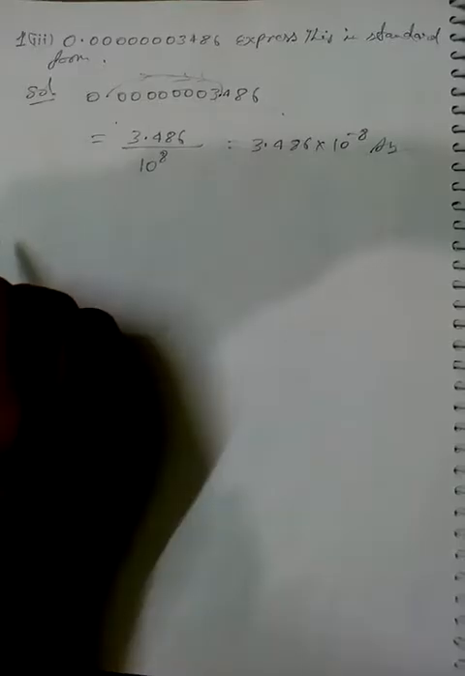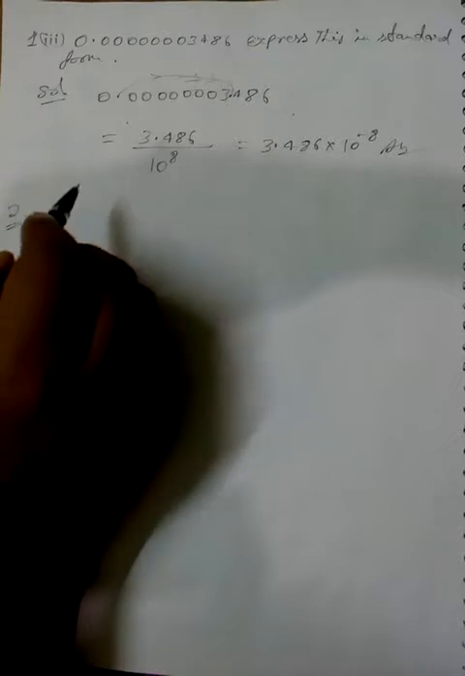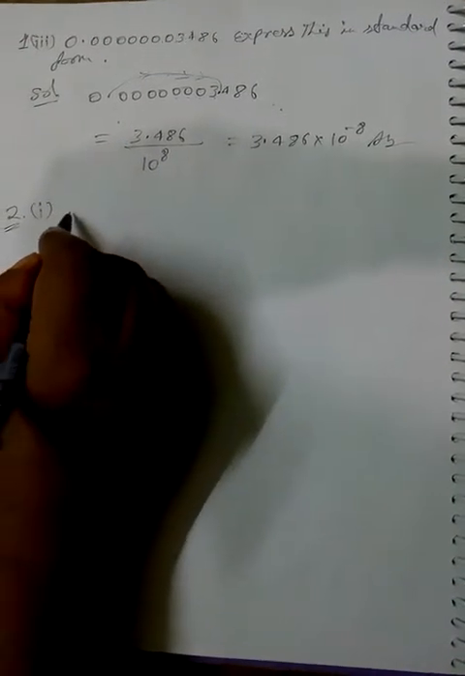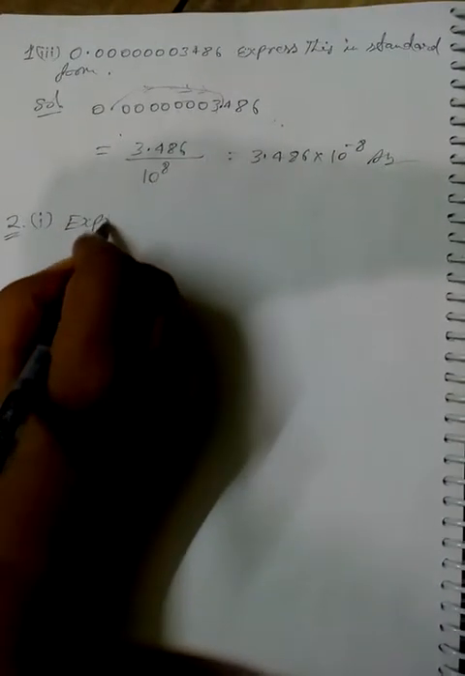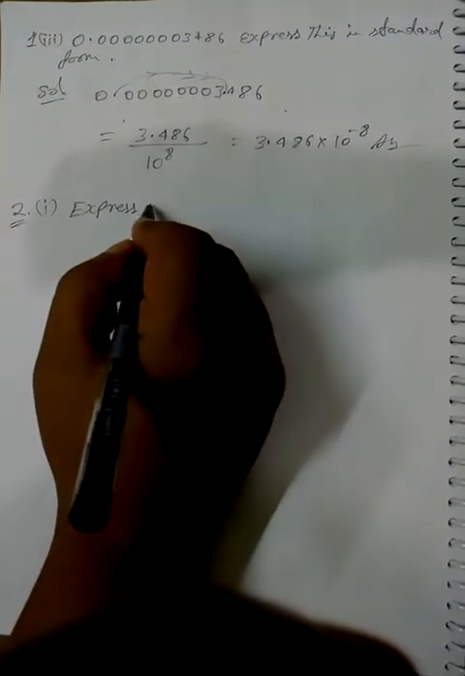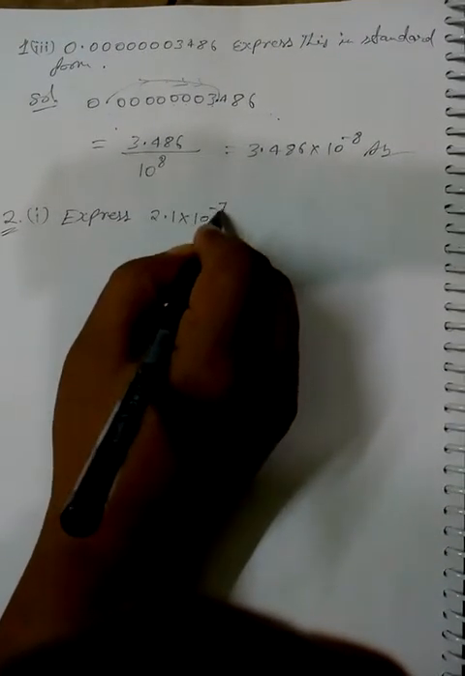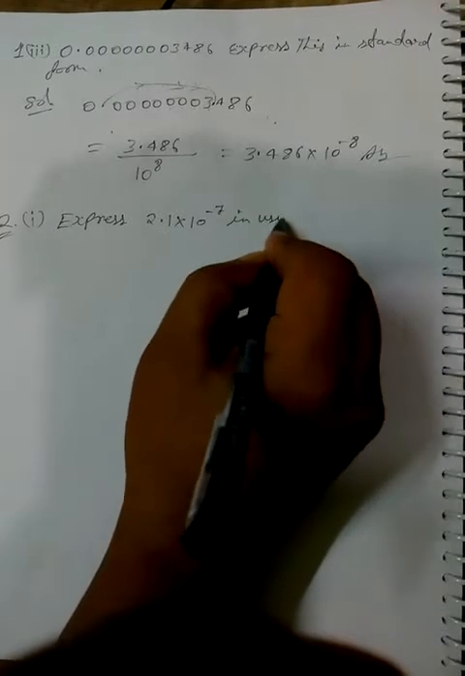Now, the next question is the second one, because the rest of the parts of question 1 are the same type. Now I will do the first part of the second question. This is asked to express 2.1 into 10 raised to the power minus 7 in usual form.